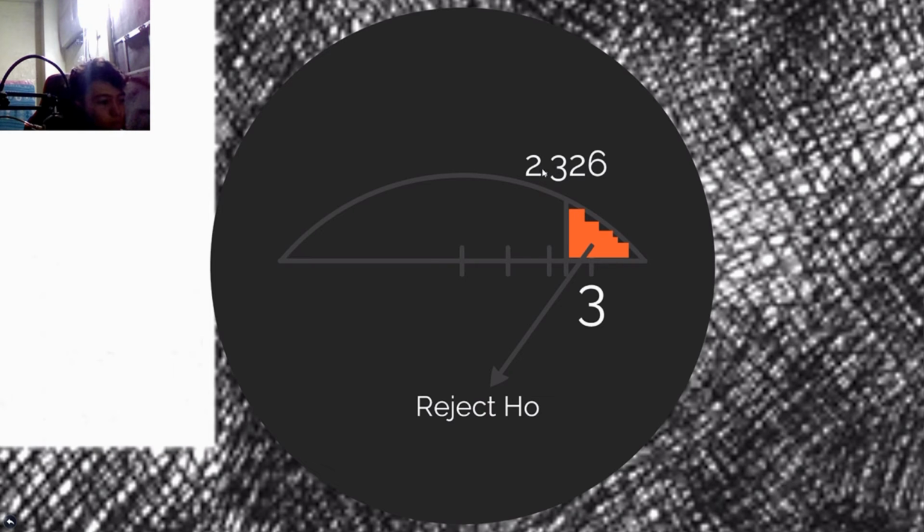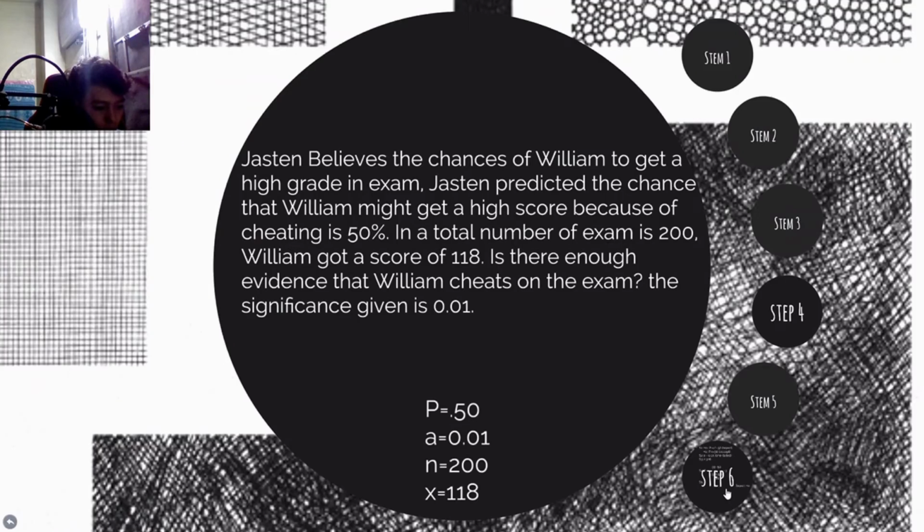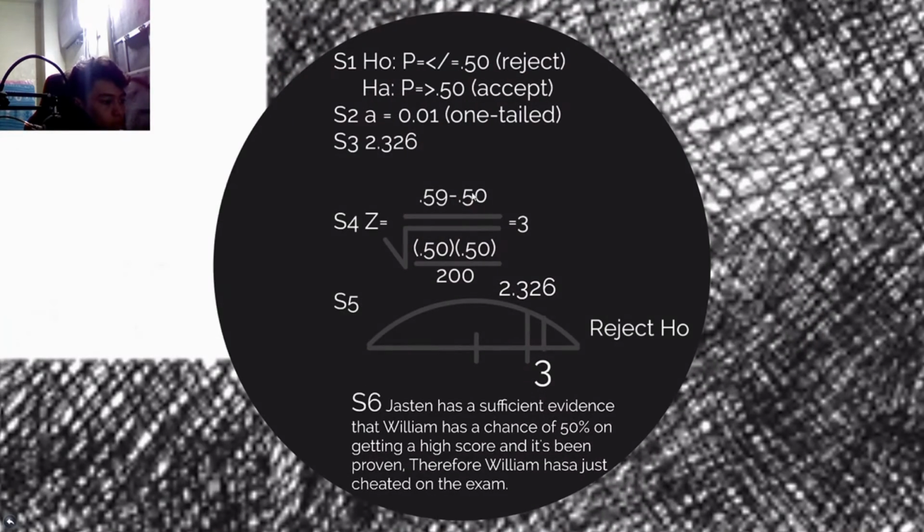So our rejected area or the critical value is 2.326, and our test value is 3, and it is inside the rejected area, therefore we are rejecting H0. Now we can conclude that Justin has sufficient evidence that William does not have a 50% chance of getting a high score, and it's been proven. Therefore, William has just cheated on the exam.